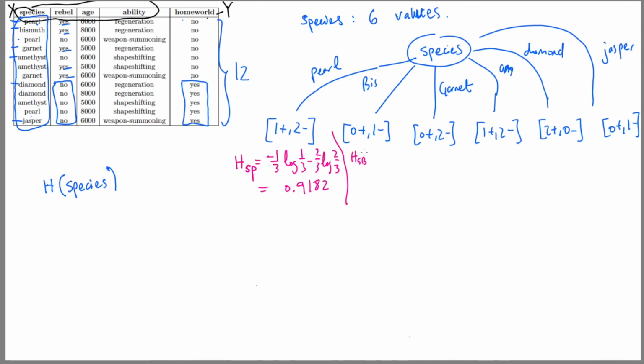This is HSB. There is no entropy here, right? Because you have perfect separation. So the entropy here is 0. And similarly here, you also have perfect separation. So HSA is also equal to 0, and HSJ is equal to 0. So whenever you have a perfect split, you're going to get 0 entropy. There's 0 uncertainty. And similarly for HSG. And finally from amethyst, this is going to have the same entropy as the Perl class. So this is going to be HS. This was HSD. HSA is 0.9182.